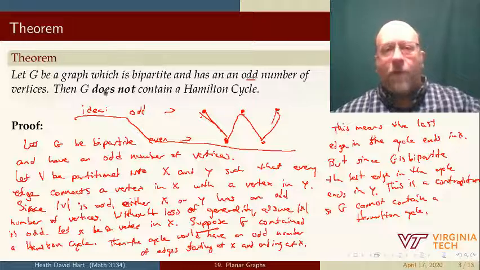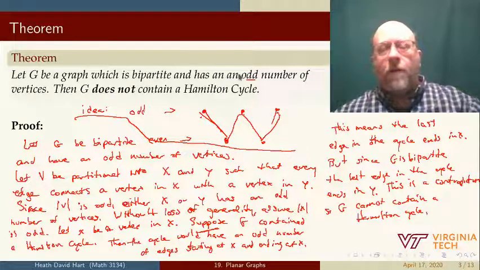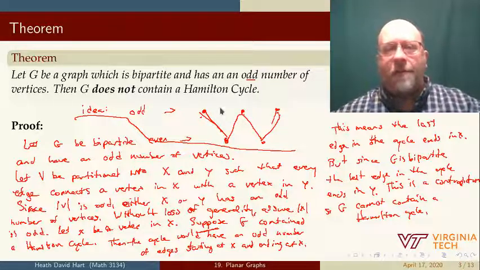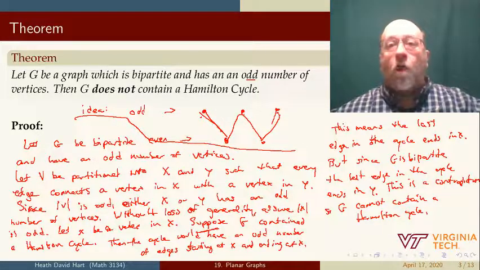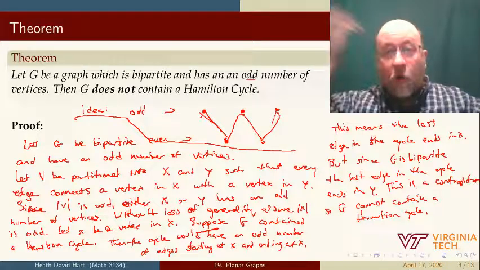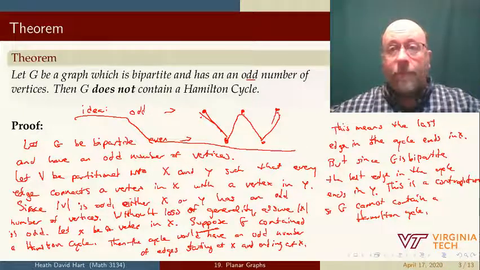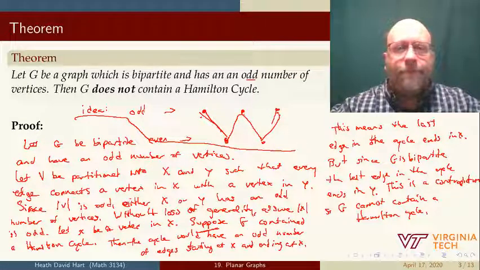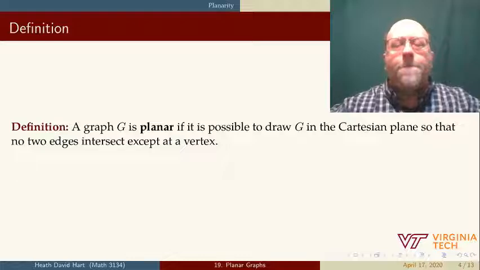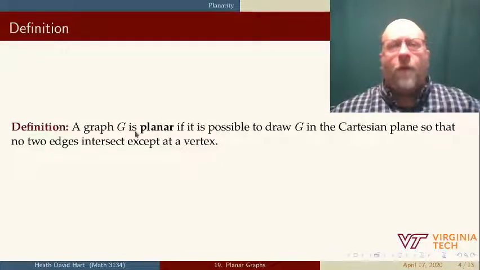So here's an example of a proof that a graph definitely doesn't contain a Hamilton cycle, but it only works for certain cases. It only works in the case where the graph is bipartite and has an odd number of vertices. We don't know a theorem that works for all graphs. It just hasn't happened yet. But there's a definition here where we can classify pretty easily, and we'll talk about the classification in a moment.